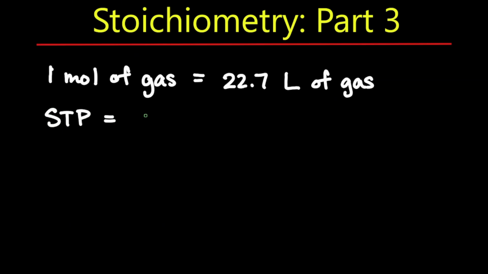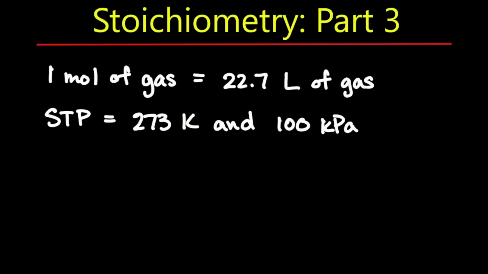STP is 273 Kelvin and 100 kilopascals. The old definition of STP uses 22.4 liters of gas. So if you see that, that's because they're still using the old numbers. The new number is 22.7. So if you see any 22.4s, note that it is the old number.